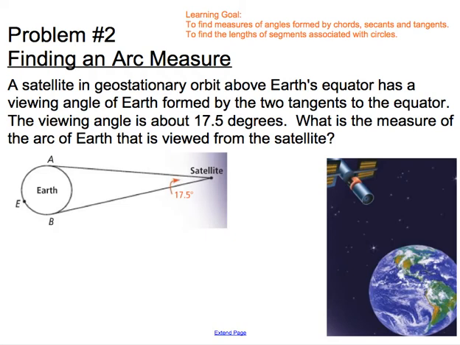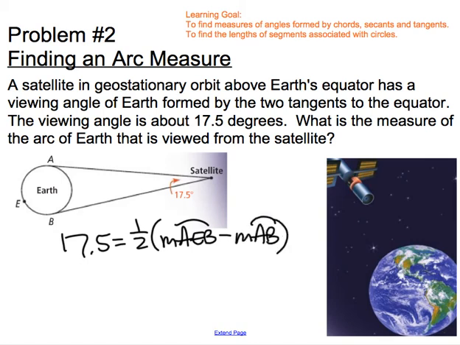We have a satellite which is in a geostationary orbit, meaning it follows the same spot around the equator. It has a viewing angle of Earth formed by the two tangents to the equator. The viewing angle is about 17.5 degrees, and it asks us what is the measure of the arc of Earth that is viewed from the satellite. So based on the formula we know that 17.5 is equal to a half of the two intercepted arcs subtracted. So we have the measure of AEB subtract the measure of AB.